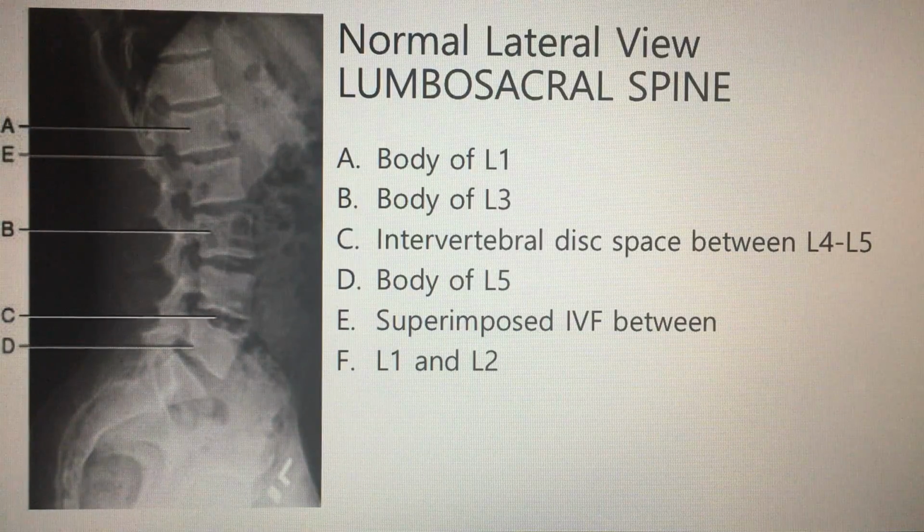In lumbar lateral view, first we should know the normal structure, then we can read according to A, B, C, S: alignment, bone, cartilage, soft tissue. We can get lots of information.